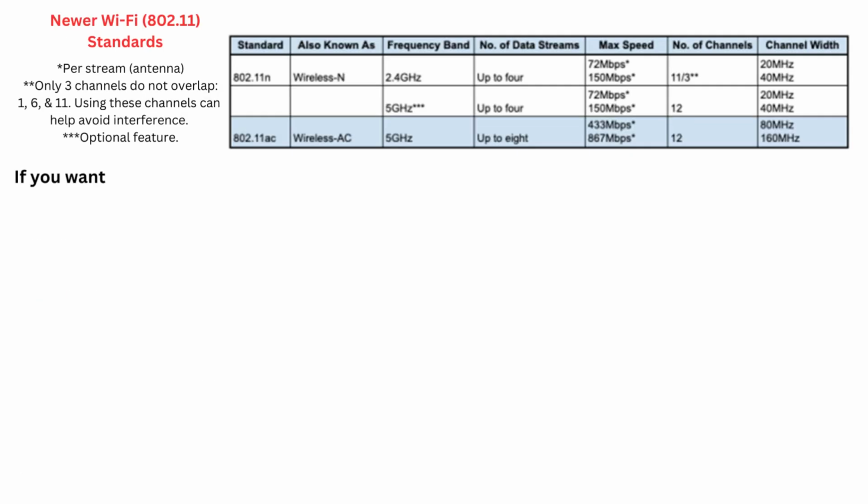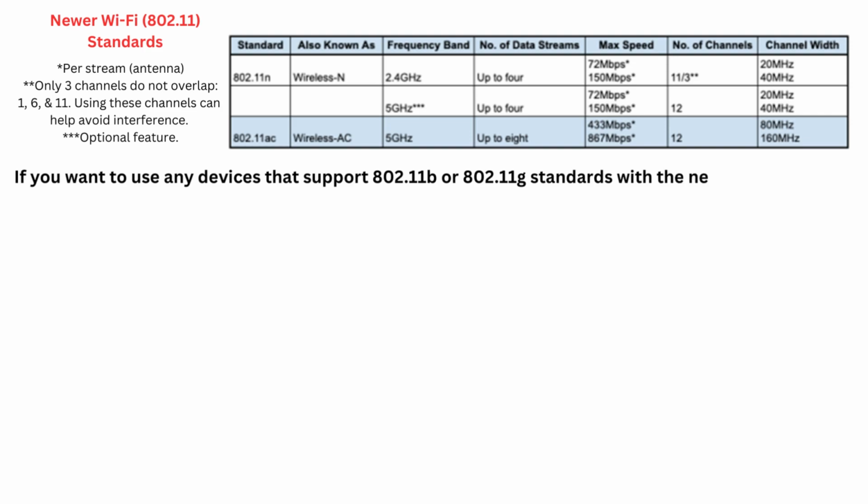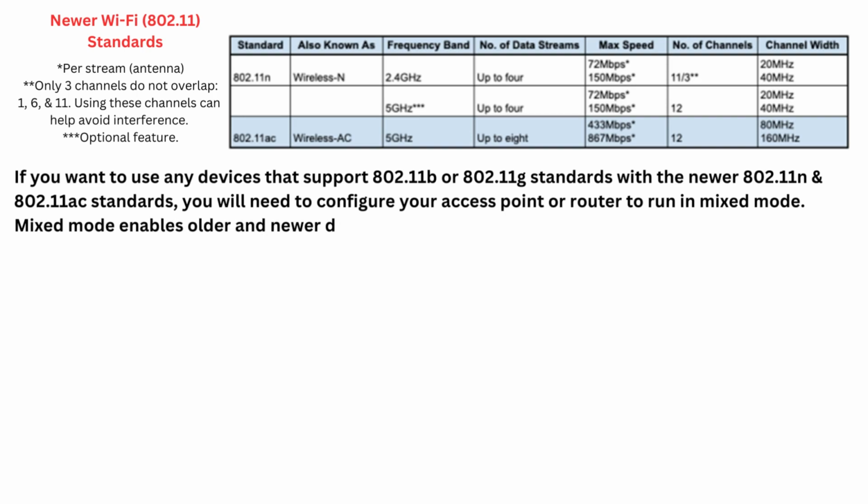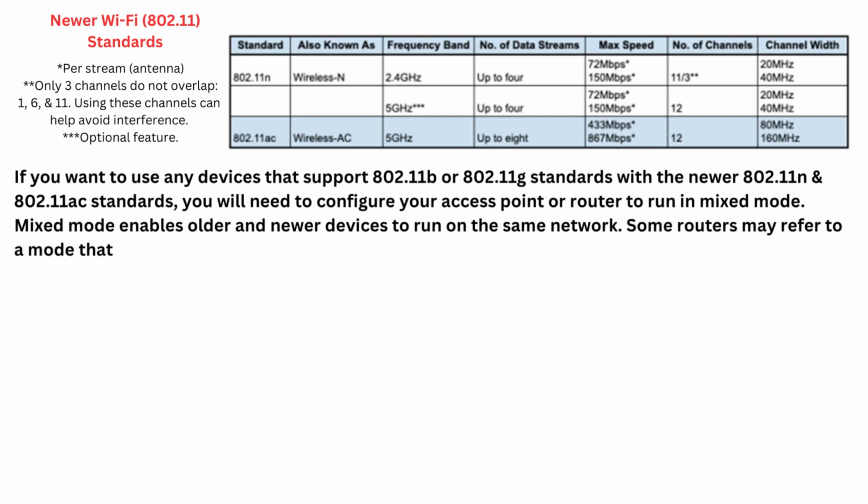If you want to use any devices that support 802.11b or 802.11g standards with the newer 802.11n and 802.11ac standards, you will need to configure your access point or router to run in mixed mode. Mixed mode enables older and newer devices to run on the same network. Some routers may refer to a mode that supports the older 802.11b standard as legacy mode or BG protection mode.